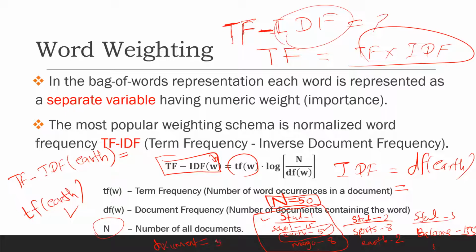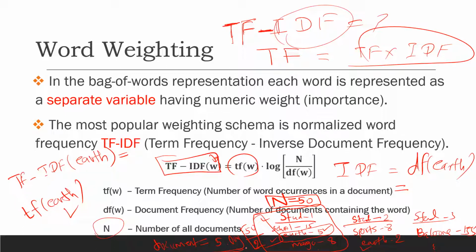So 5 multiplied by log of the total number of documents 50 divided by the document frequency. Document frequency means among all the documents, how many documents have the word earth? This one contains, this one contains. Let's say other documents don't have. So how many documents have the word earth? Only 2 documents. So we put 2 here. So you need to find the log value of 25 and multiply by 5. You can find the TF-IDF values.